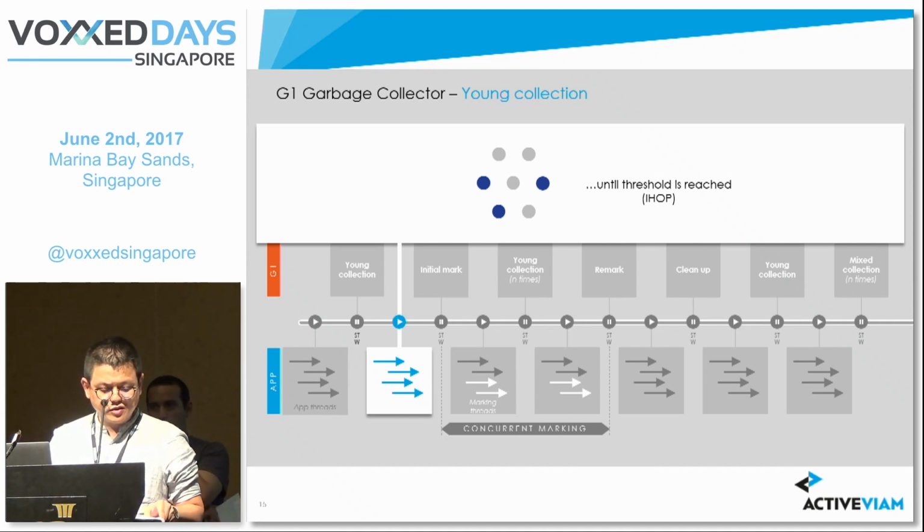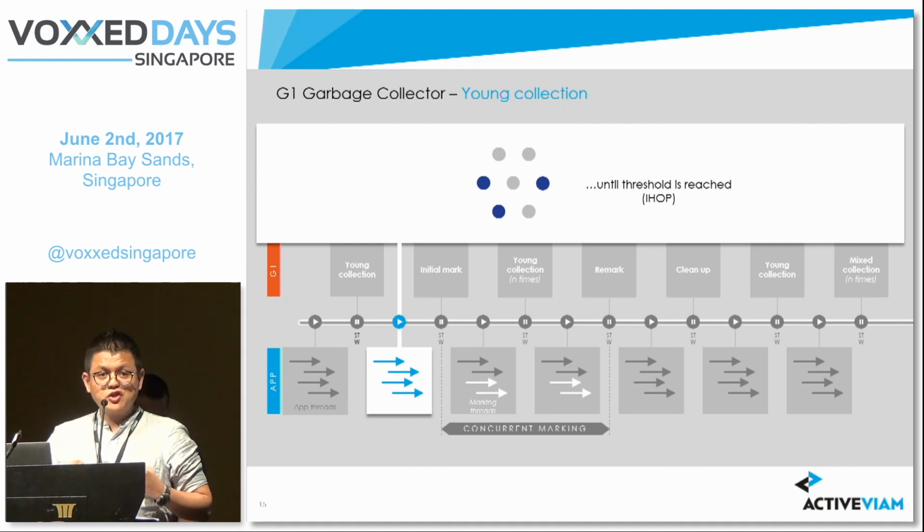Basically, G1 cannot brutally clean the old region inside the stop-the-world pause. It may pause the application for just too long. So instead, what G1GC does is that it tries to do as much as possible while the application is still running.